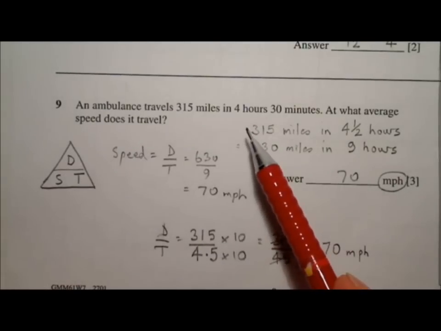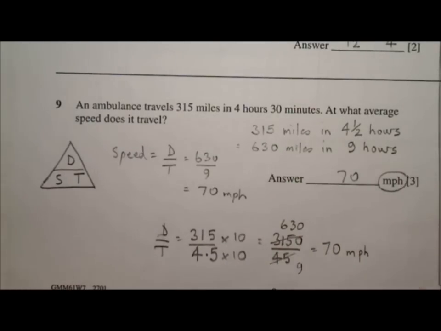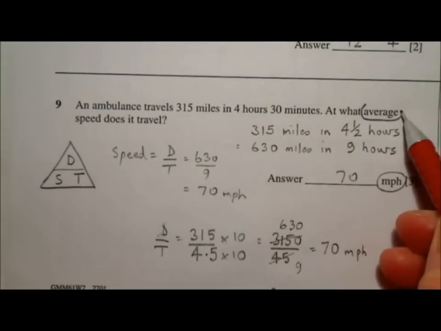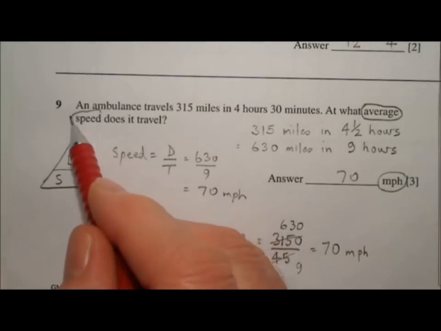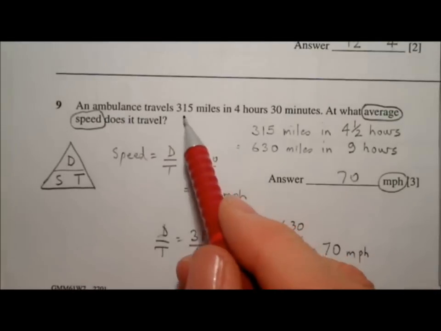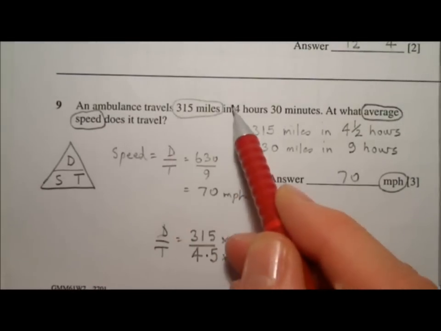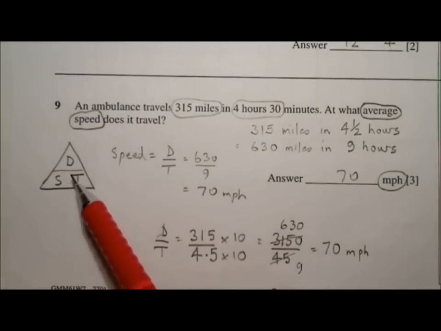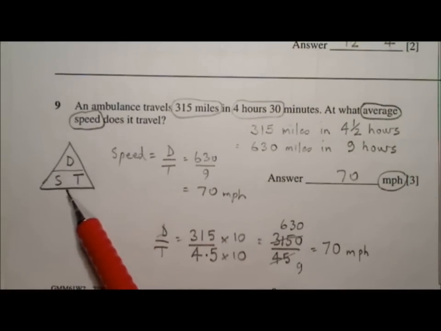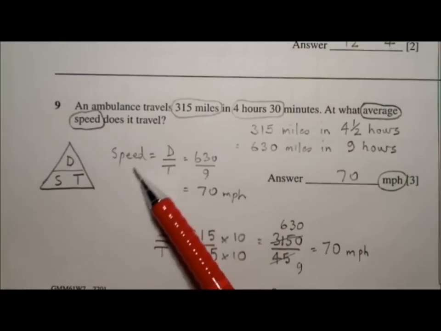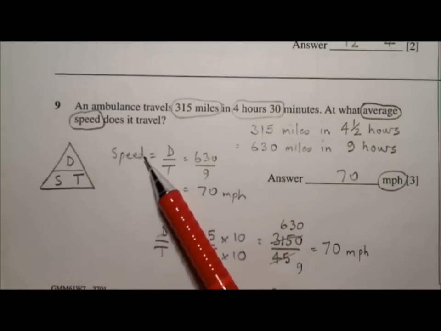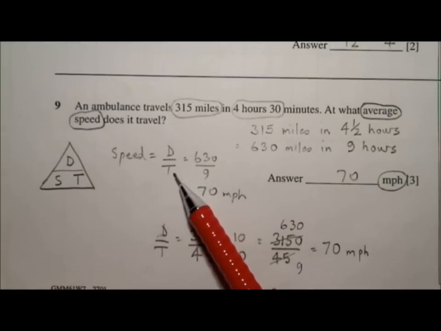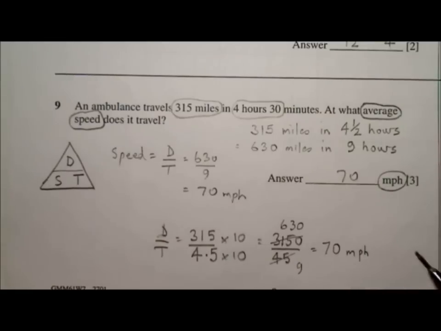Okay, question 9. So here they're asking us what the average speed is. So the important thing here, we're given a certain number of miles and we're given a time. And we need to remember your distance, speed, time formula triangle. And if you can remember that, then hopefully you'll be able to find that speed is equal to distance divided by time. Now there's a couple of ways of doing this.